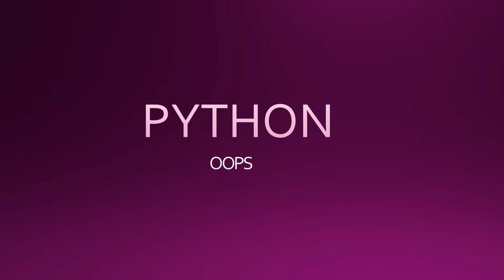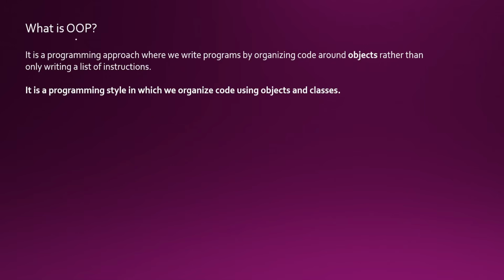So let's get started. What is object-oriented programming? It is a programming approach where we write programs by organizing code around objects. Just remember objects, rather than only writing a list of instructions. It is a programming style in which we organize code using objects and classes. Just remember objects and classes.